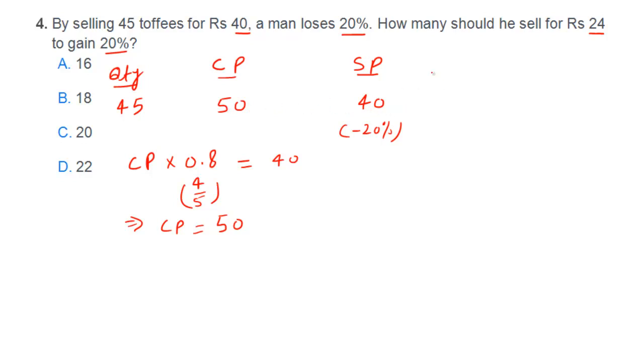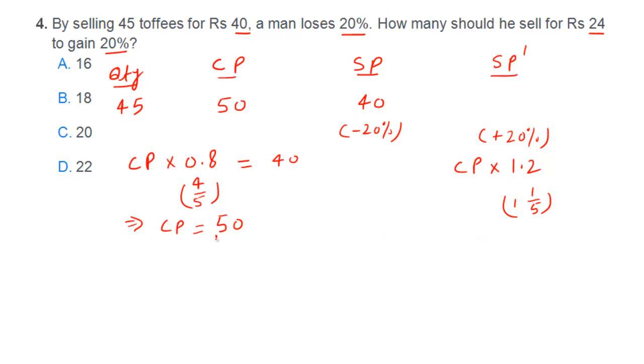So this we know. Now what has been asked in this question? How many should he sell for rupees 24 to gain 20%? So the new SP we have to find with a 20% gain. You can do that by multiplying CP by 1.2, because 20% gain, 20% profit means 120% of CP. So that's why we are multiplying CP by 1.2 or 1 whole 1 by 5. Both are the same. 20% is 1 by 5. So by doing that you can calculate.